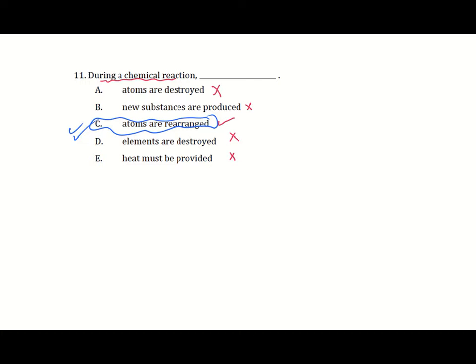During a chemical reaction, atoms are never destroyed, and new substances are not produced because the atoms are just rearranged. Atoms are rearranged. This is a good answer. Elements are destroyed? No. Heat must be provided? No. So the one which should happen in all chemical reactions is that atoms are rearranged.